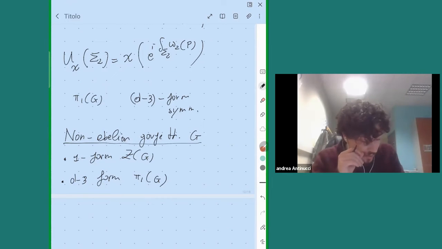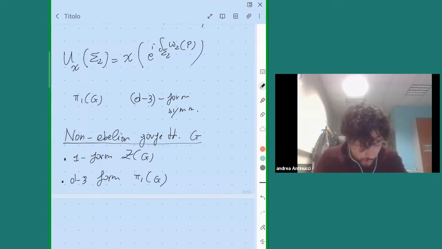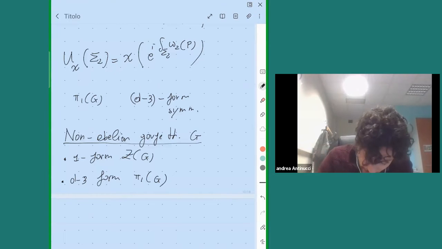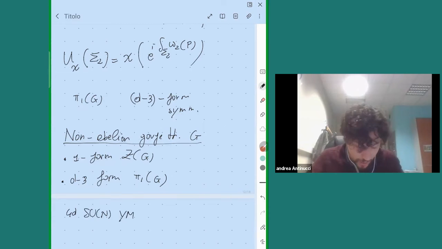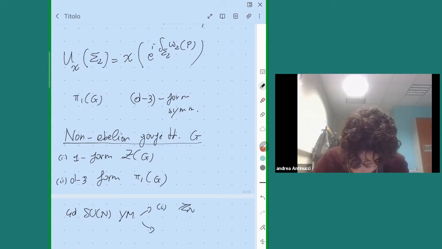Now, it is often the case that you can go from one to the other. Let me explain what I mean by this. First of all, just to give an example, four-dimensional SU(N) Yang-Mills will have the electric symmetry Z_N, and there is no magnetic symmetry.